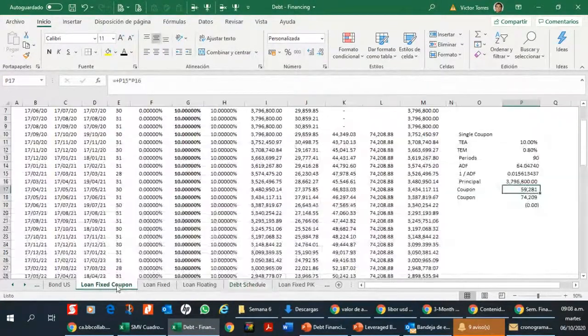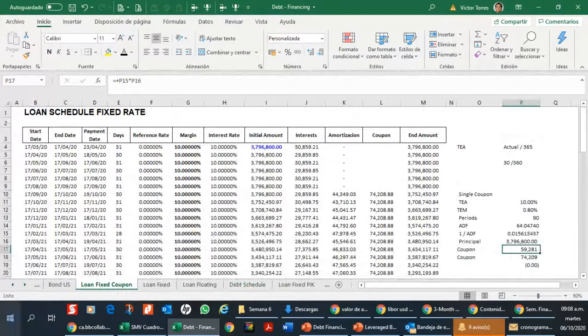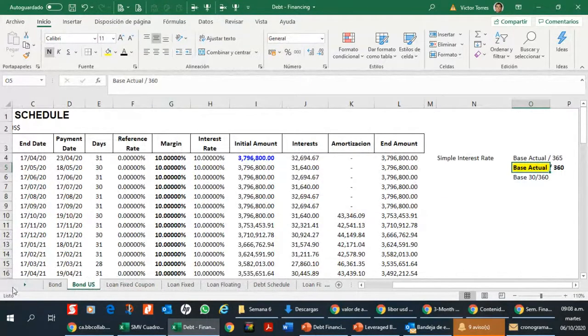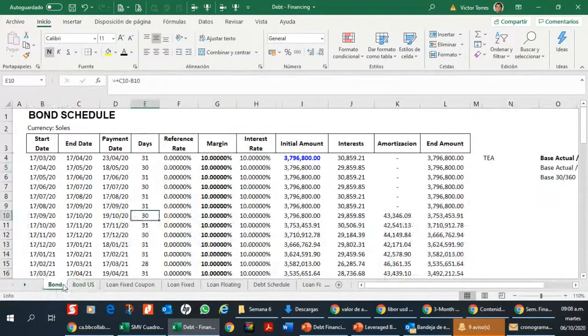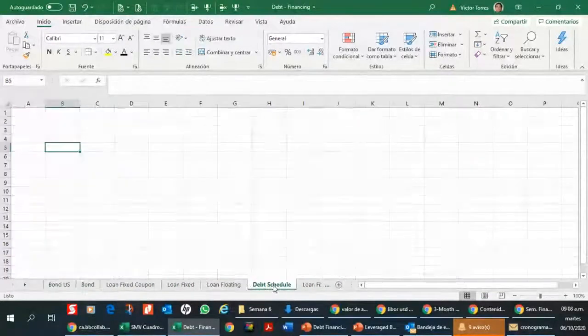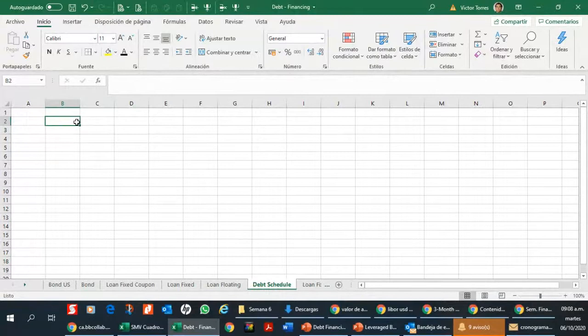Right. So what we are going to be working out is to have different schedules for each one of our debts, and we are going to be bringing them to a structure similar to the one that we have been working on before.